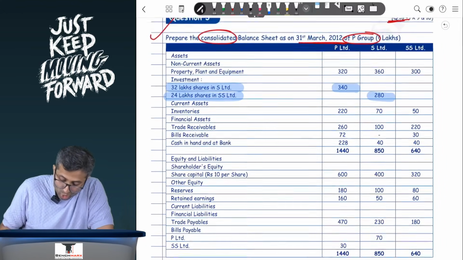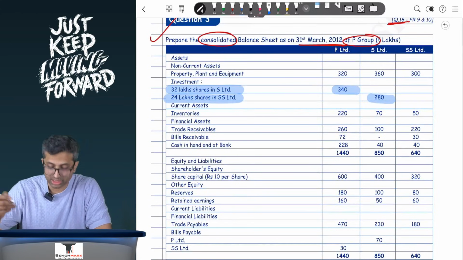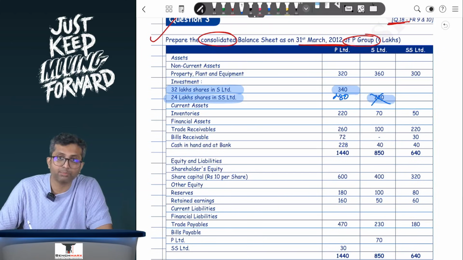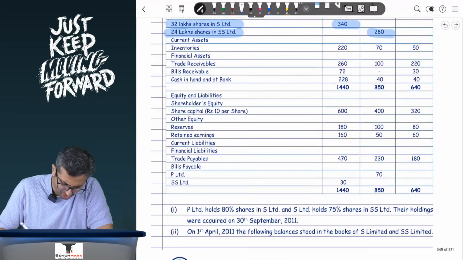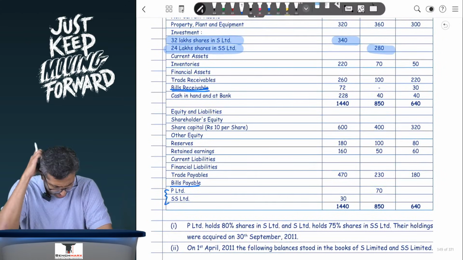How do I know, sir, it is a chain holding question? Well, investment in S is appearing in P's books, investment in SS is appearing in S's books. If it was a parallel subsidiary question, then this 280 would have appeared over here, and both of them would be in the books of P. Here, 280 is appearing in the books of S. Other than that, you have this entire balance sheet. There are some bills payable which are intercompany, and similarly this can be bills receivable as well.